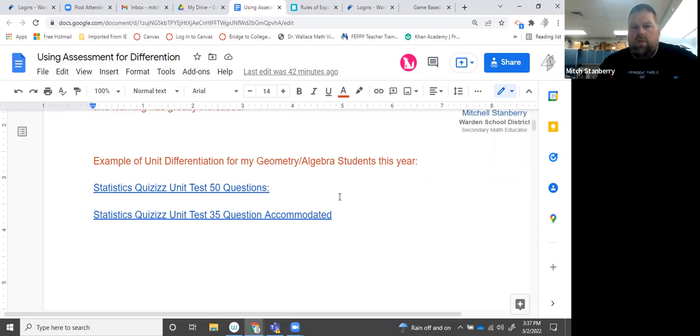So this is a 35 question accommodated test. It's the same as this 50 question test. And how it rolls in my classroom is I will put the 50 question test number up in the front of my class, but I'll hand out stickies to the kids that I've made accommodated tests for.